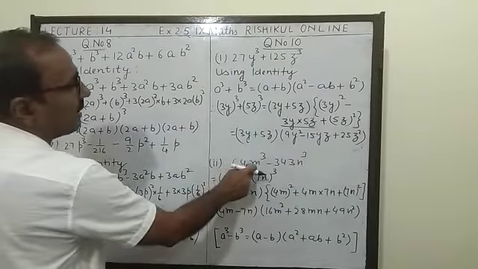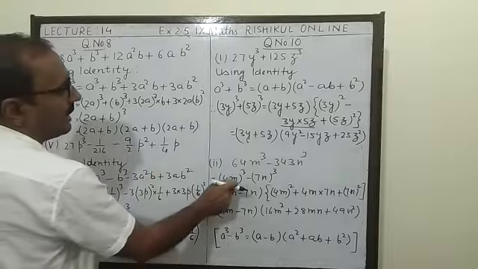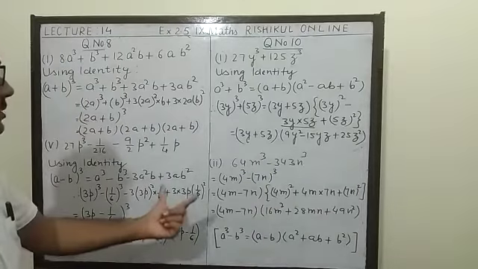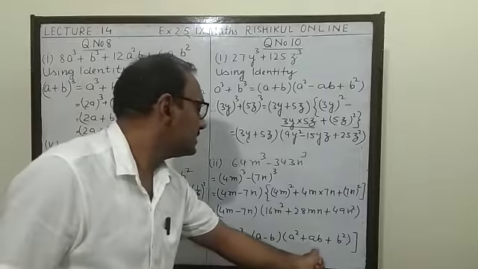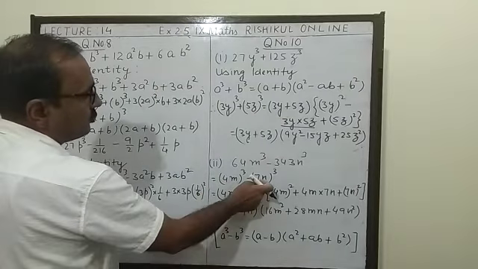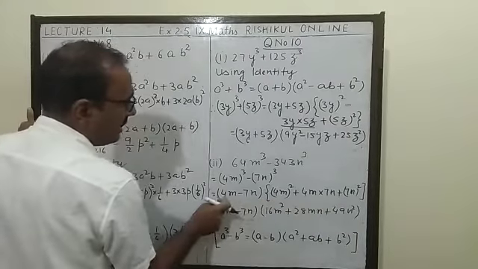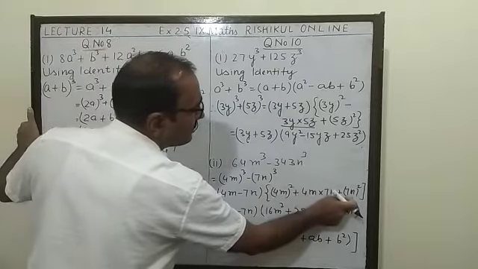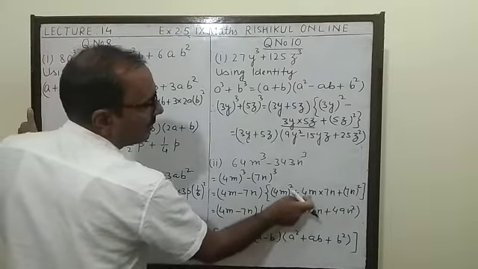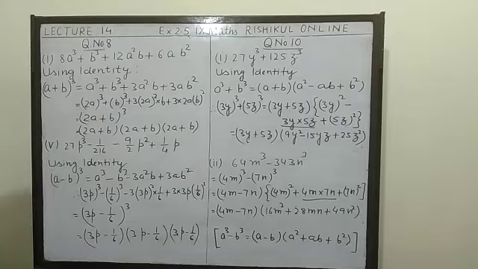Similarly, 64m cube minus 343n cube, this you can write 64 is the cube of 4, so (4m) whole cube, and 343 is the cube of 7, so (7n) whole cube. Then a cube minus b cube equals (a minus b)(a square plus ab plus b square). You learn this identity. And here in place of a, 4m, in place of b, 7n, then a square (4m) whole square, plus ab, a into b, plus b square, in place of b, (7n) whole square. Same, 4 square 16, m square, multiply together 28mn, 7 square 49 n square. Clear? So thank you.